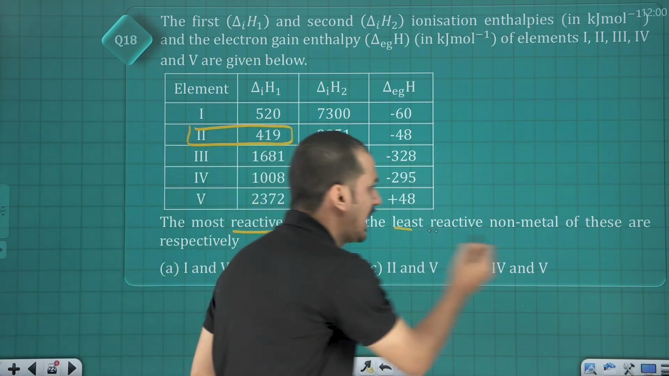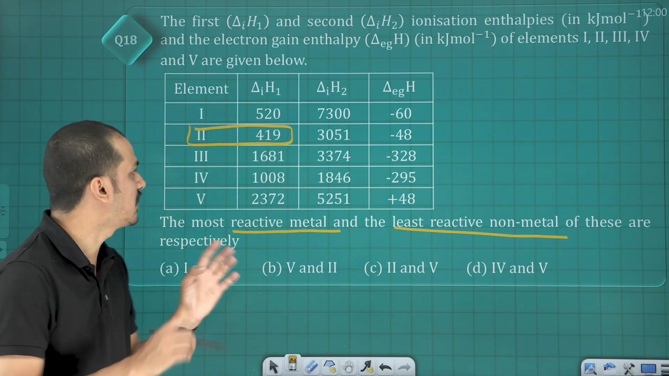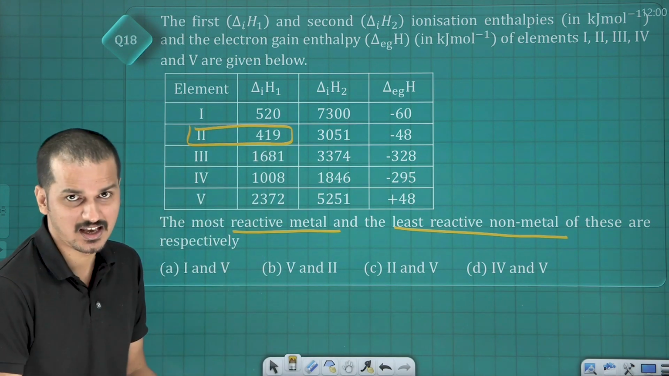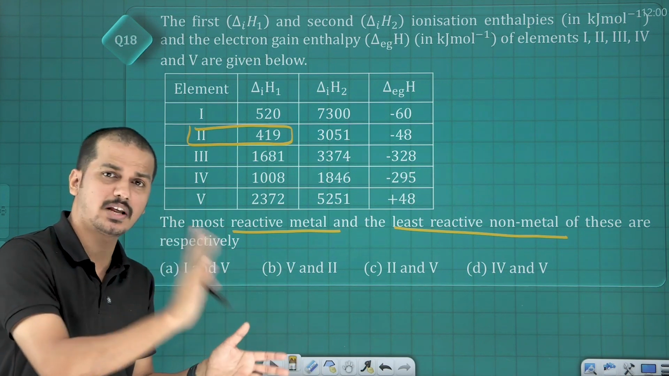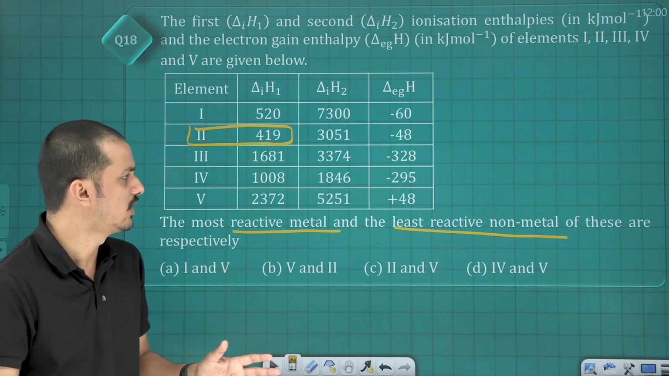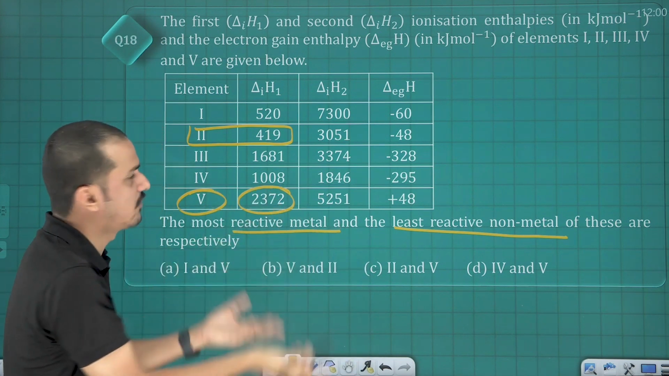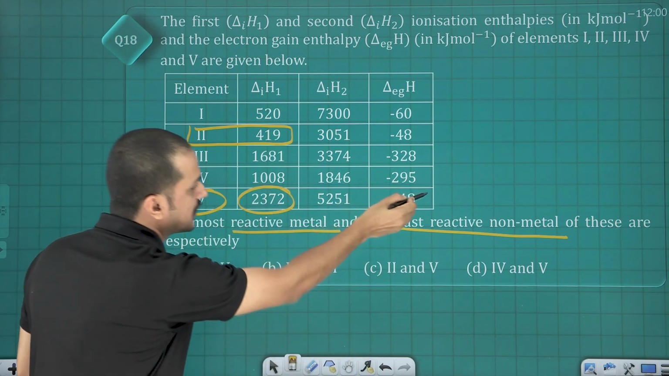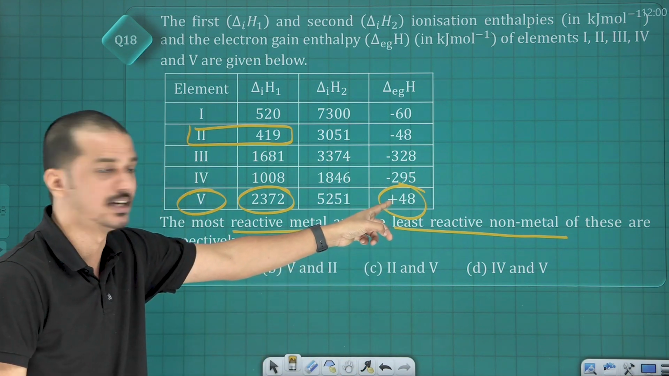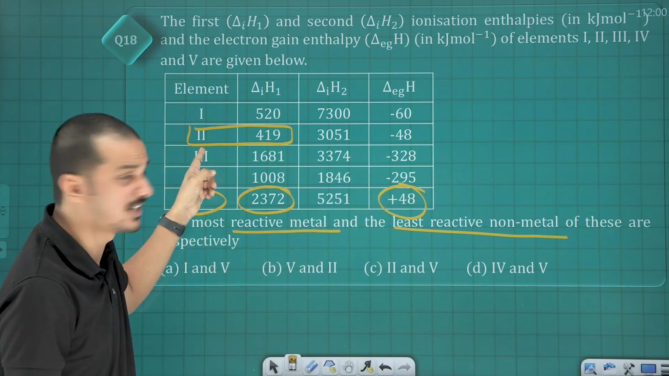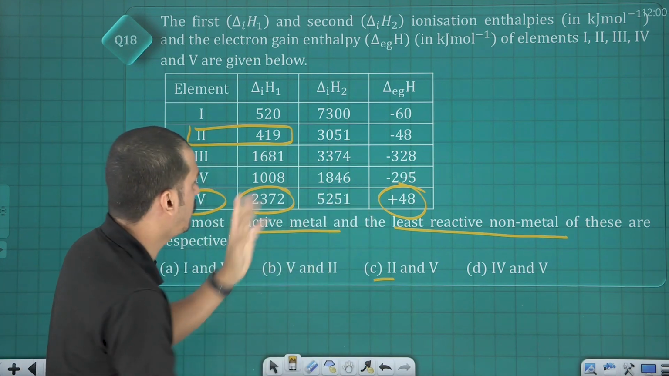And the least reactive non-metal means its ionization enthalpy value should be very high, and the electron gain enthalpy value should be positive. We cannot add an electron, we cannot remove an electron. Only the fifth option has the highest ionization enthalpy and a positive electron gain enthalpy, meaning addition of an electron is difficult. So the most reactive is the second one, and the least reactive is the fifth one.